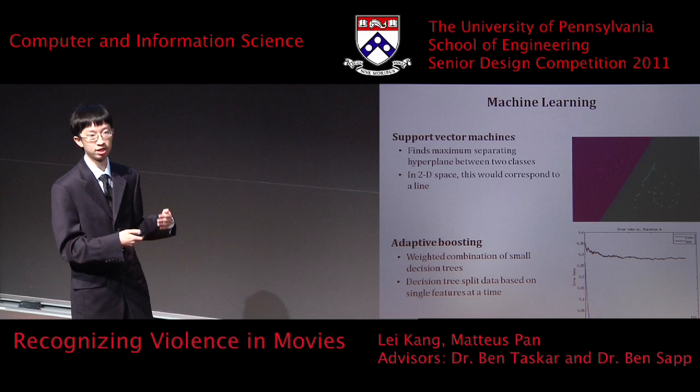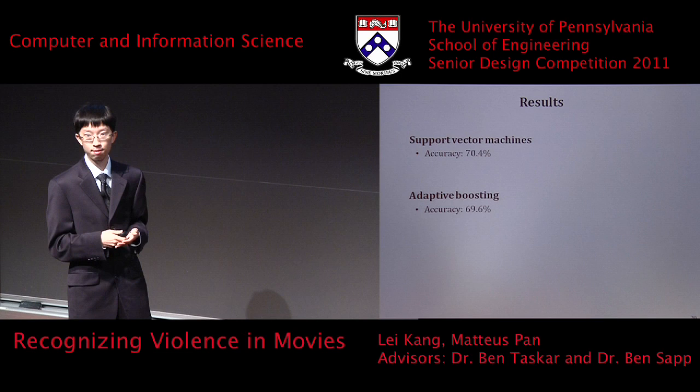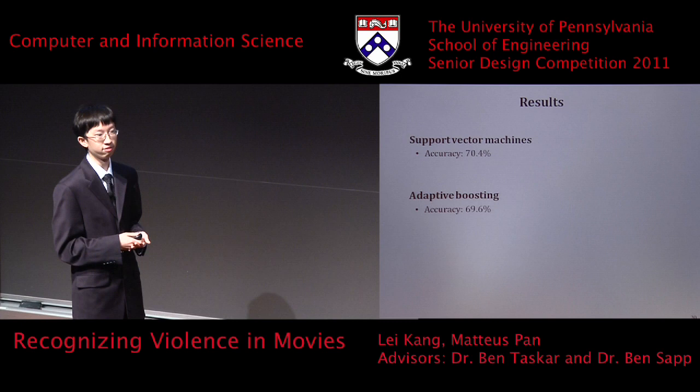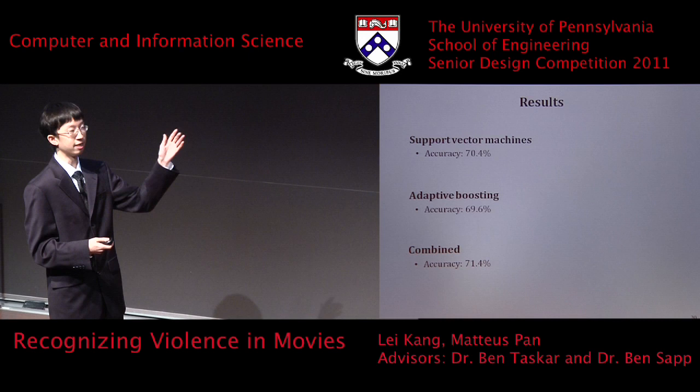And as you've all been probably awaiting quite eagerly, our results. Using the two machine learning techniques I just discussed separately, our system achieves quite similar results, around 70% accuracy for both. Our final system classifies a shot as violent if either of the underlying components classifies that shot as violent. And we achieve an improved accuracy score of 71.4%.